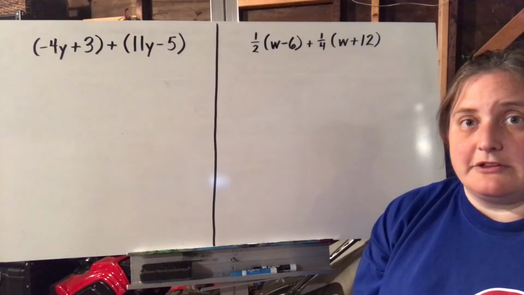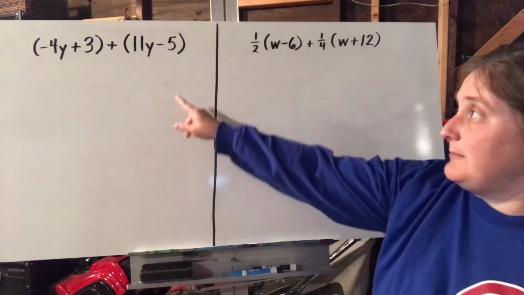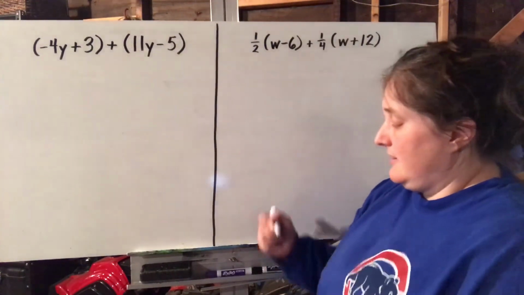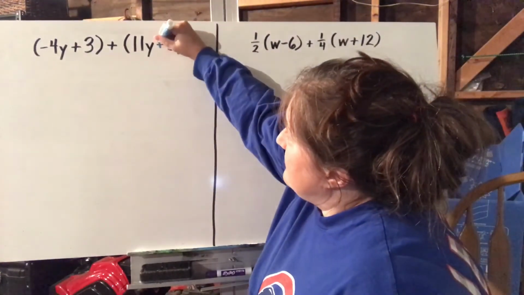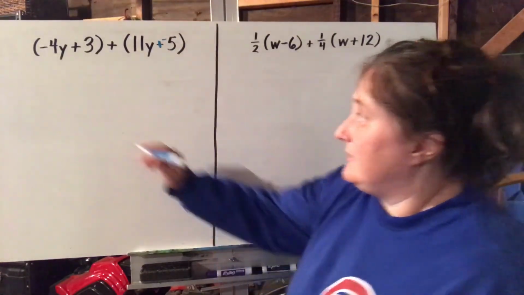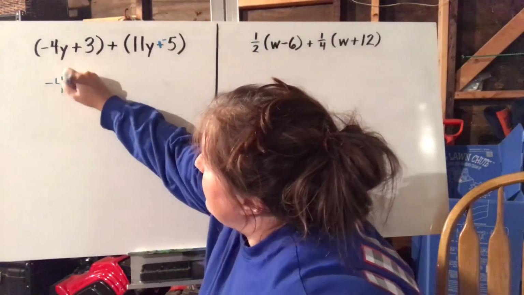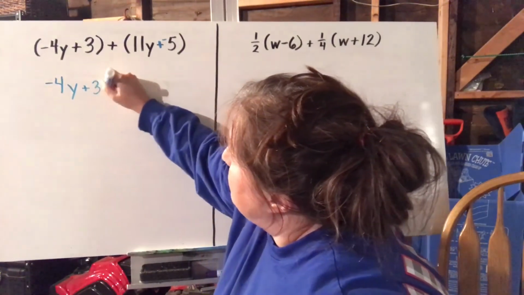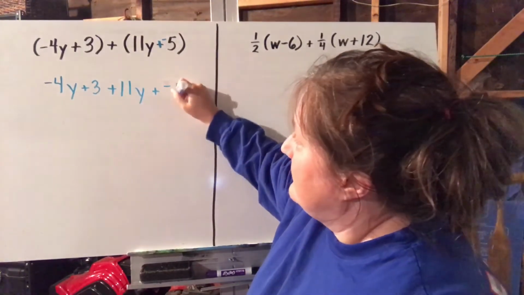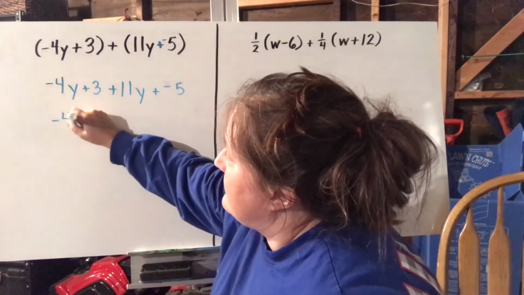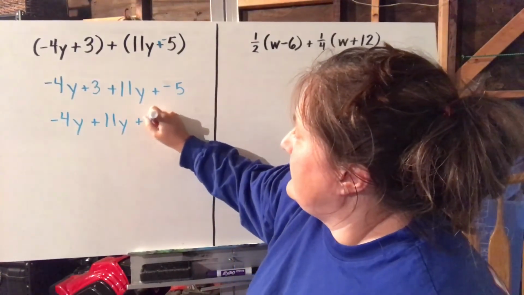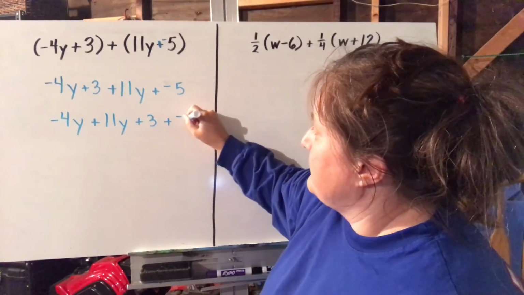All right, let's solve these 2 problems. So the first thing I'm going to do with this guy is make sure that it is written as addition. So I'm going to change this to plus negative 5. So now I no longer need my parentheses. I've got negative 4y plus 3 plus 11y plus negative 5. And I'm going to rearrange this to make it negative 4y plus 11y plus 3 plus negative 5.